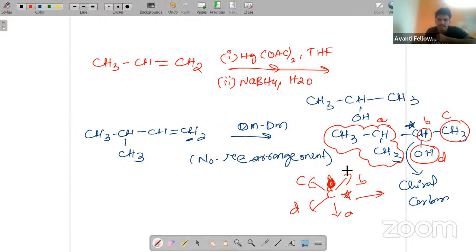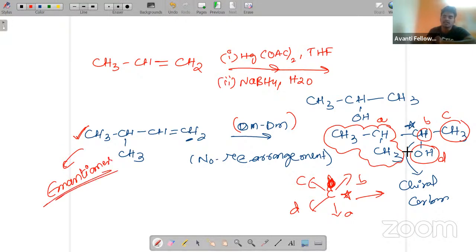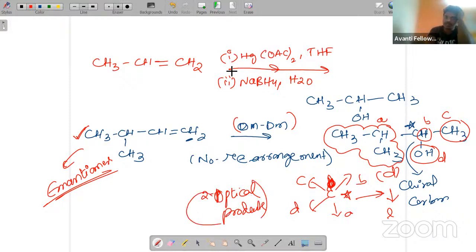So how many products will form here? The number of products will be 2. What are they? The D isomer and L isomer. Usually both are enantiomers. So oxymercuration, demercuration, this particular product can give what? Enantiomers. Sir, what are enantiomers? Here the chiral carbon is present. If you draw the mirror image of this one, then you will get it. So if this is the D isomer, the next one will be the L isomer. So two optical products you are going to get. That is what you need to remember, guys.